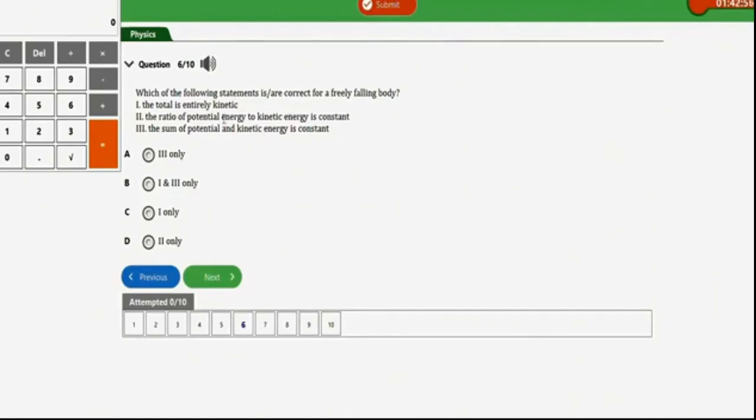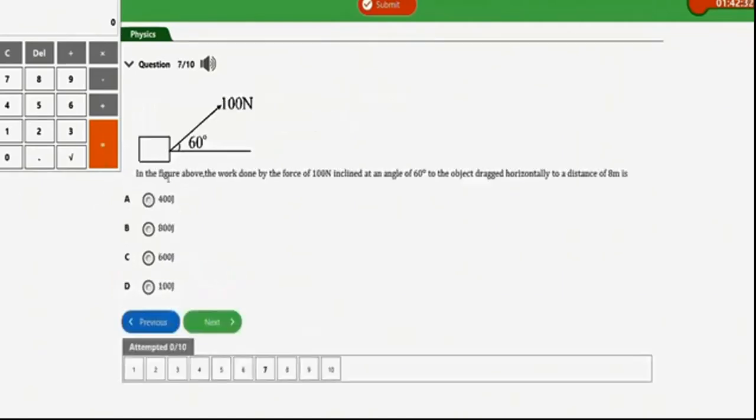So basically the correct option in this question will be option A, I only. The sum of potential and kinetic energy is constant. That's the correct option here. Alright, so that's it for this particular question. Also take note of this one. Alright, let's go to the next repeated question.